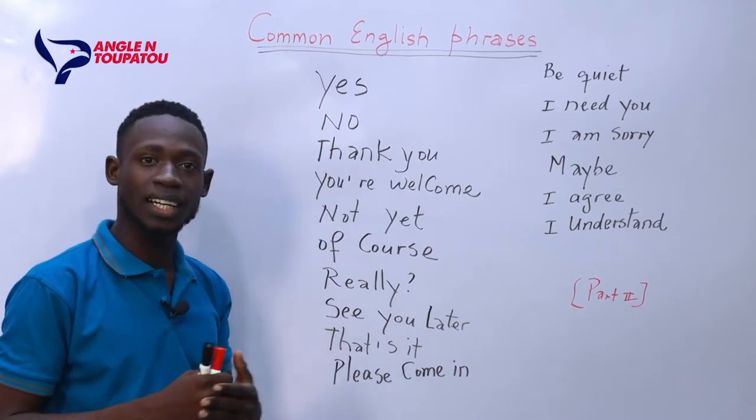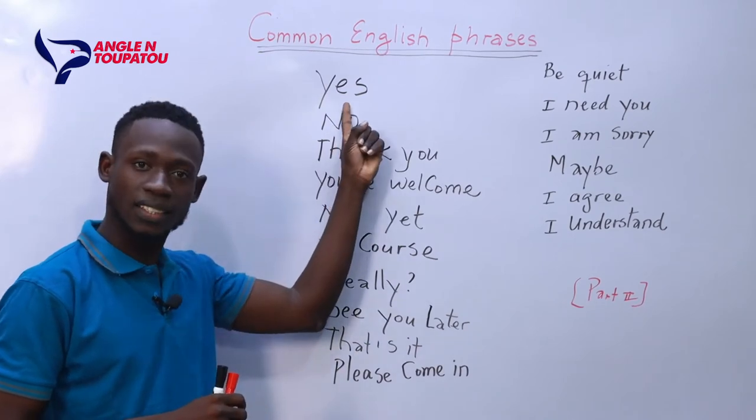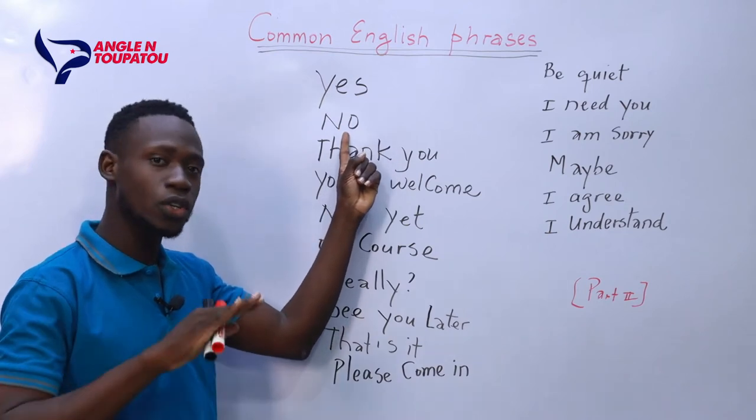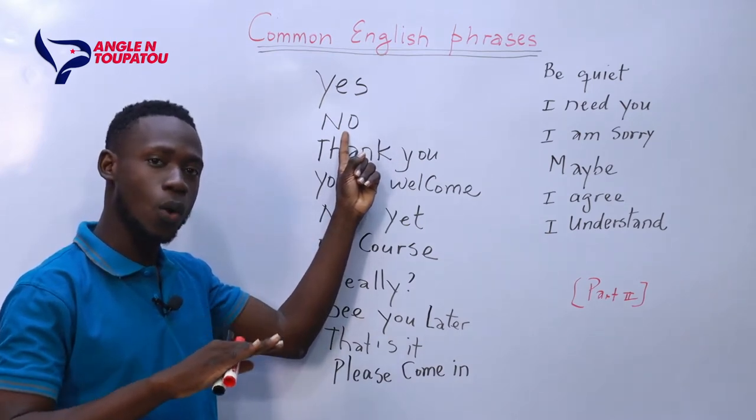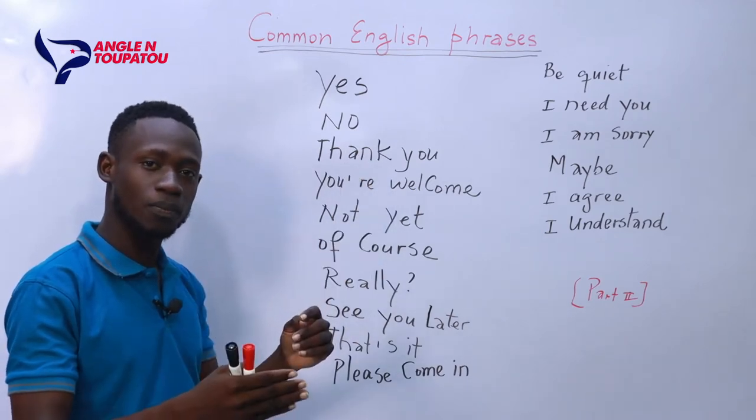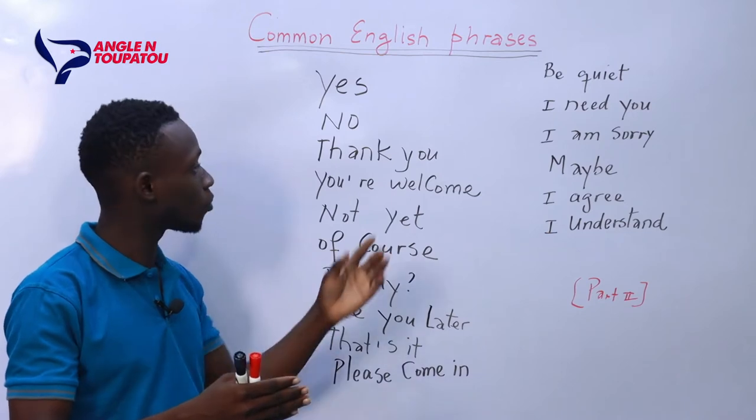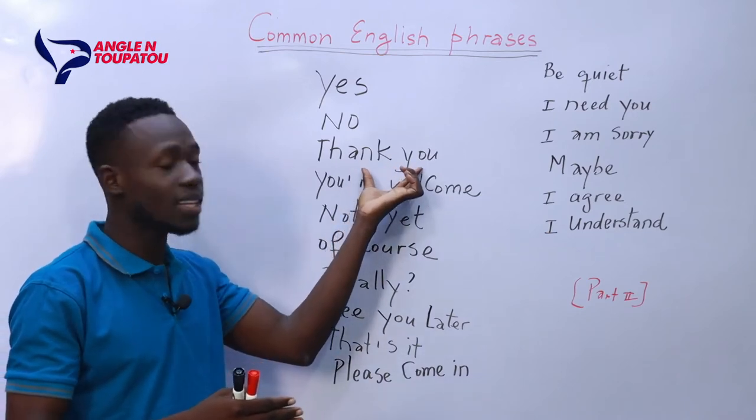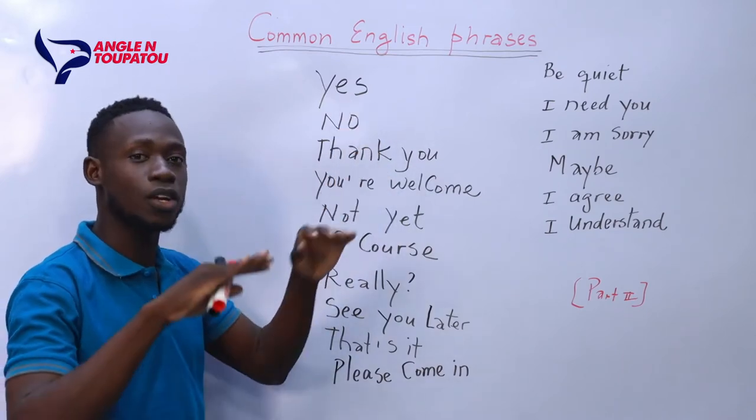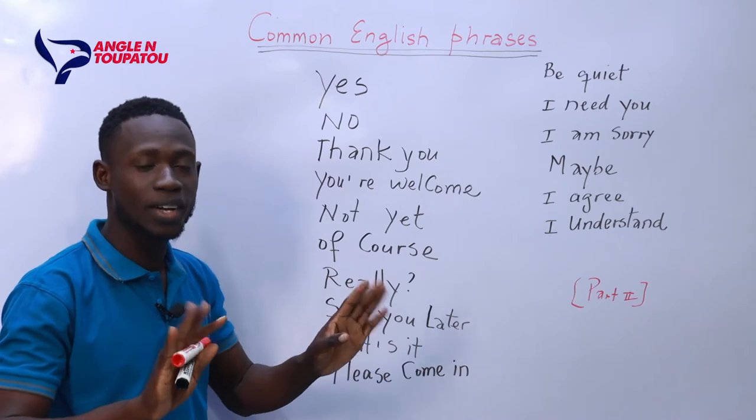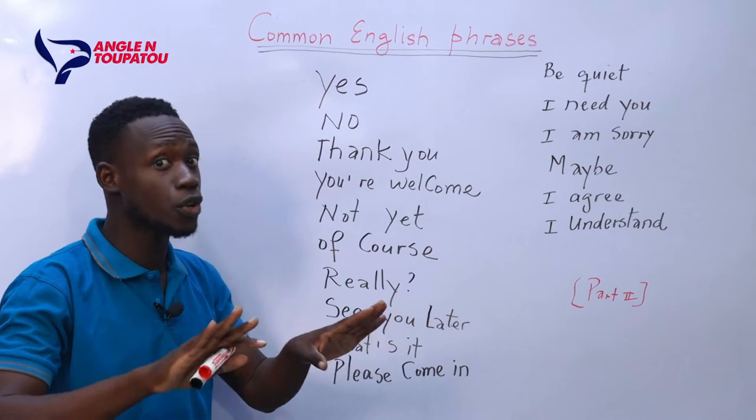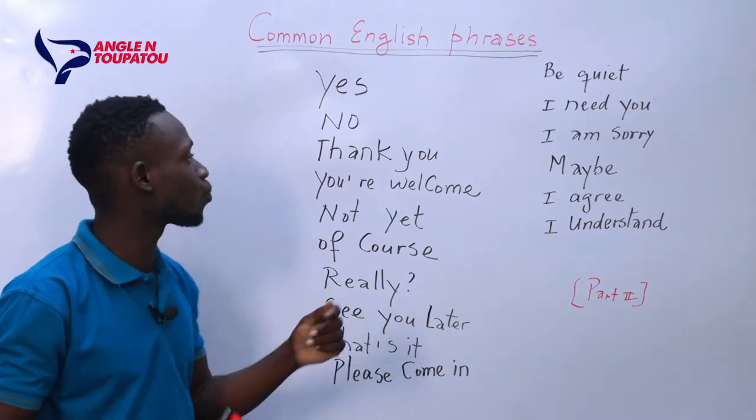Pour dire oui en anglais, on dit yes. Yes. Non, no. No. Merci, thank you. Thank you. Really? No. C'est pas "no", it's not "no". It's no. Okay? Do you like this marker? No, teacher. No. C'est bon accent.